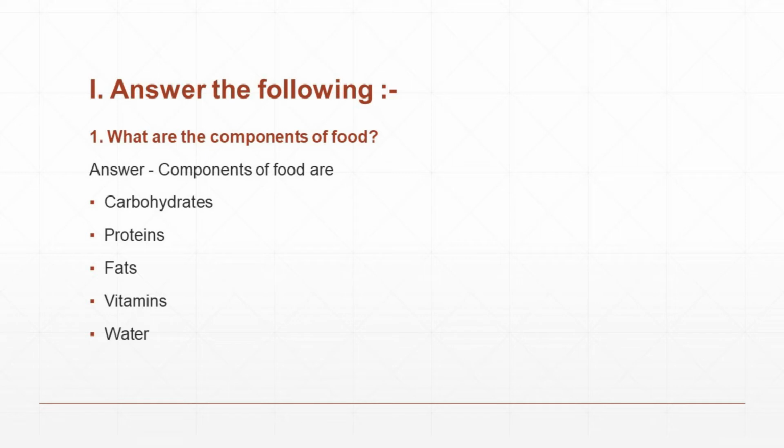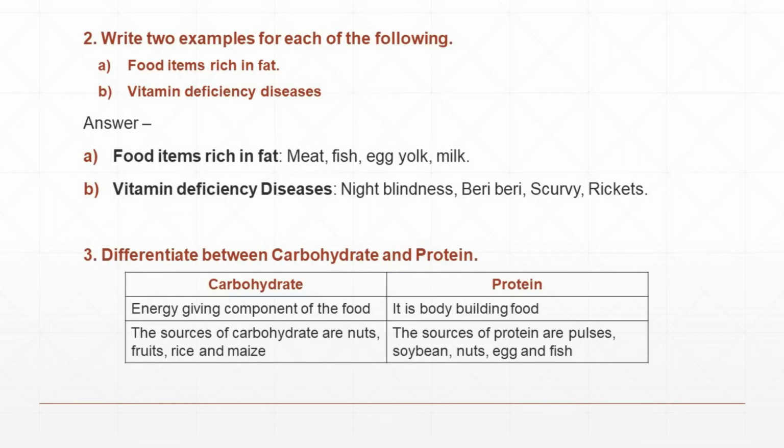Second question, write 2 examples for each of the following. Food items rich in fat, vitamin deficiency diseases. Answer, food items rich in fat, meat, fish, egg yolk, and milk. Vitamin deficiency diseases, night blindness, beriberi, scurvy, rickets.